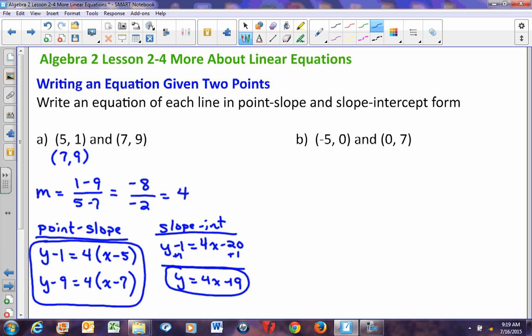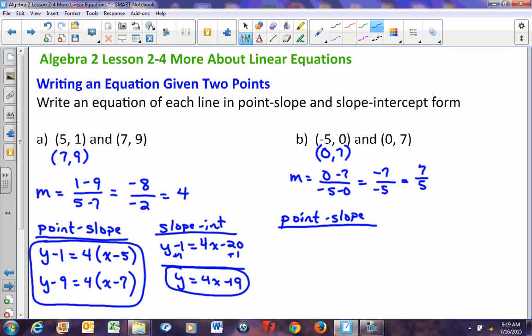Second example here, we're going to do the same thing. We still have to find the slope first. So I'm going to find my slope first. My slope is going to be 0 minus 7 over negative 5 minus 0. So it's going to be negative 7 over negative 5, which makes it positive 7/5. These equations are a bit more difficult when you have fractions. I'm only going to give one point-slope form. I could give both, but I'm not going to.